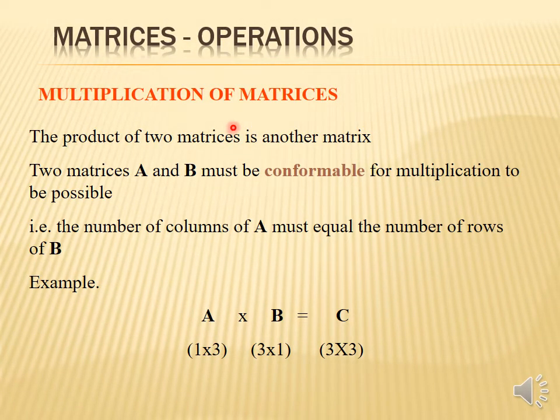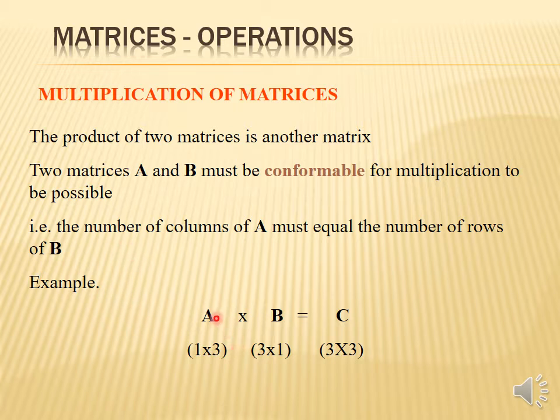Now student, in matrix operations, what is the multiplication of a matrix? The product of two matrices is another matrix. Two matrices A and B must be conformable for multiplication to be possible. That is, the number of columns of A must equal the number of rows of B. So simply we can say that matrix multiplication is only possible when the inside of the orders of the matrices are the same.